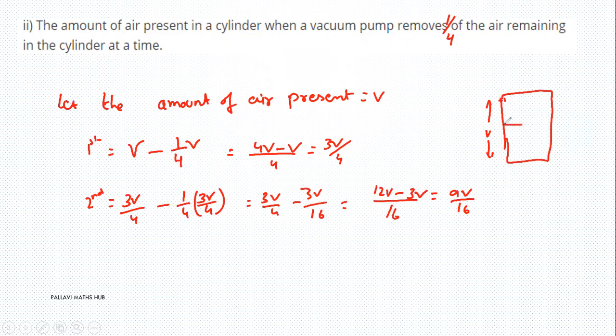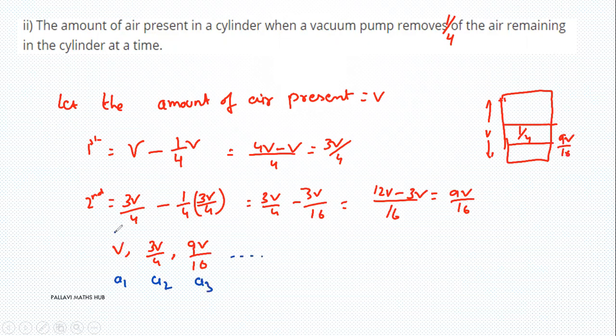Now again, how much air is present? 9V/16. In this again they are removing 1/4. It will continuously go. Now write down V1, otherwise I will consider V. Second, 3V/4. Third is 9V/16. So this one is A1, this one is A2, and this one is A3.